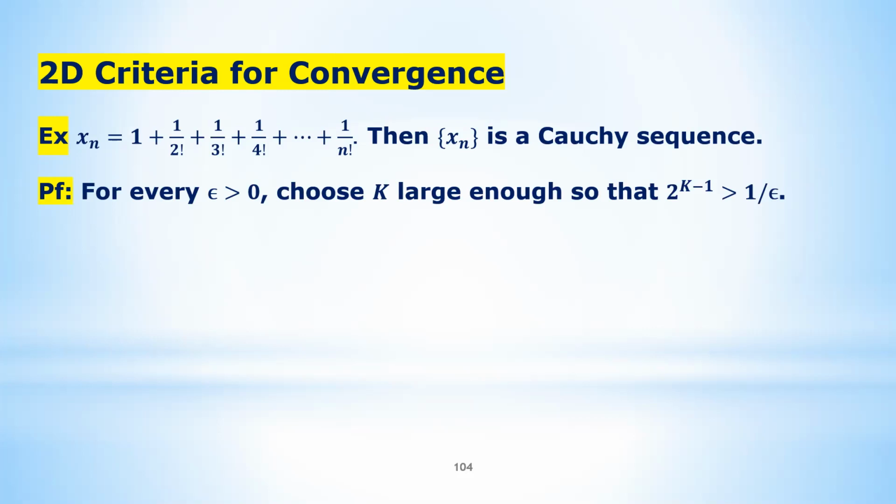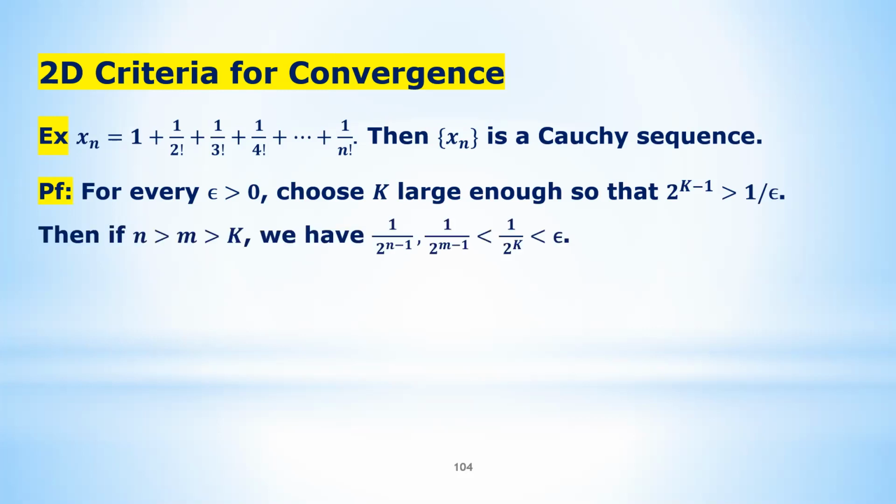You want this to happen in order to go to the final inequality. So you will see why we made this assumption, why we choose k like this, in a moment, okay? So let's say that you have two indexes, n and m, both greater than k. So this means that you are going to have this less than epsilon, okay?